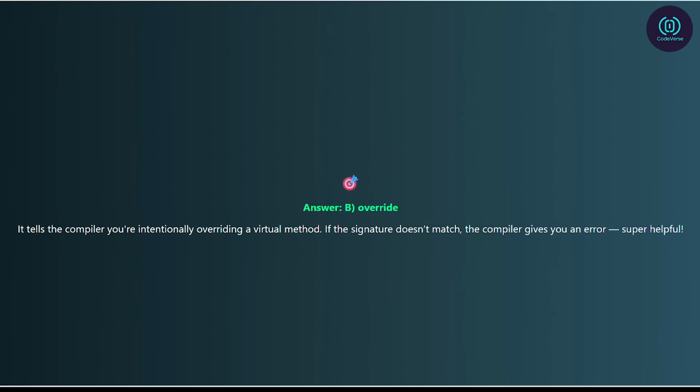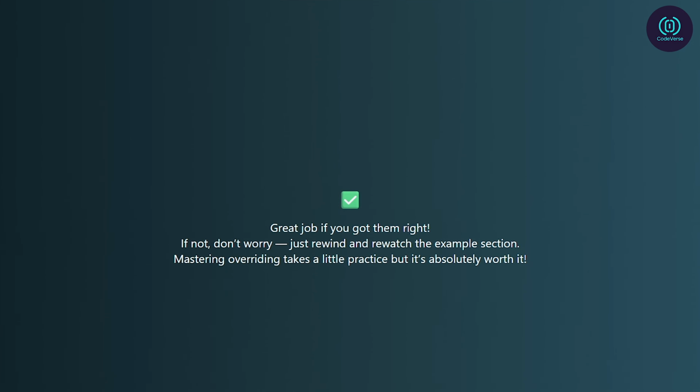Answer, B. Override. It tells the compiler you're intentionally overriding a virtual method. If the signature doesn't match, the compiler gives you an error, super helpful. Great job if you got them right. If not, don't worry, just rewind and rewatch the example section. Mastering overriding takes a little practice, but it's absolutely worth it.